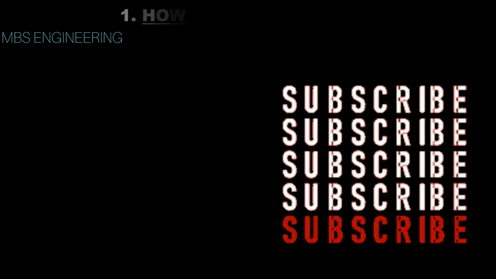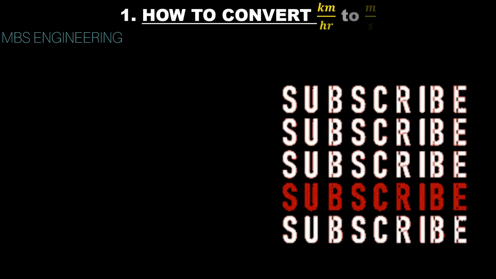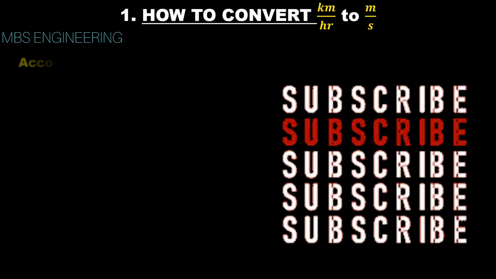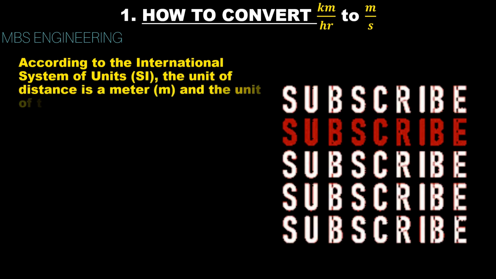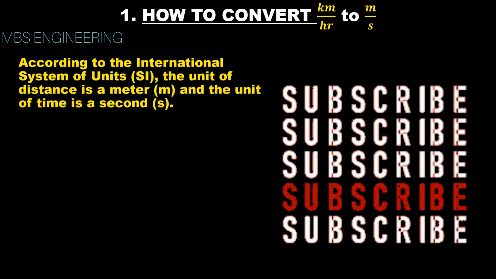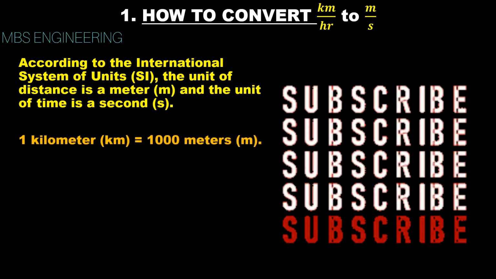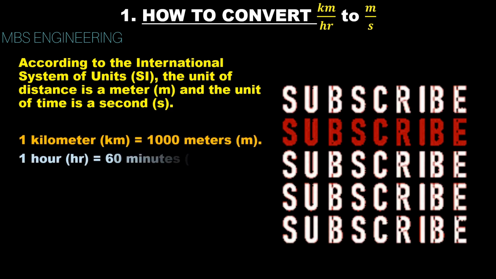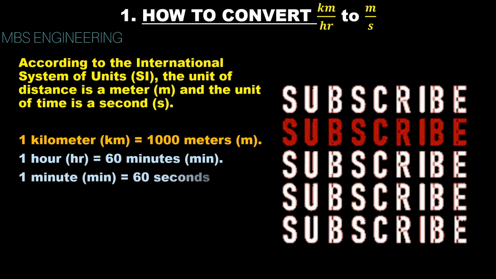Next, we will learn and understand how to convert kilometer per hour to meter per second. According to the International System of Units, SI, the unit of distance is a meter, m, and the unit of time is a second, s. Next, 1 kilometer is equal to 1000 meters. Next, 1 hour is equal to 60 minutes. Next, 1 minute is equal to 60 seconds.